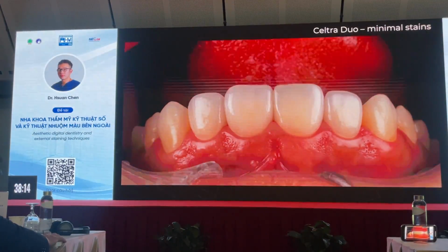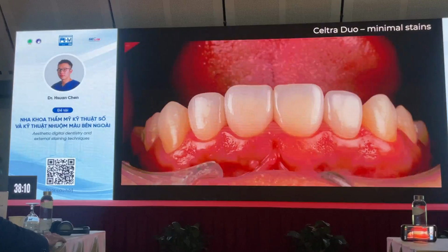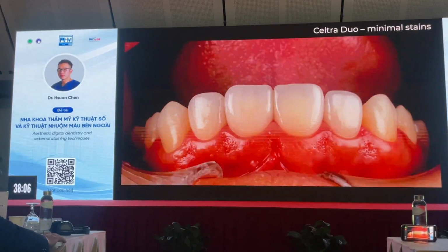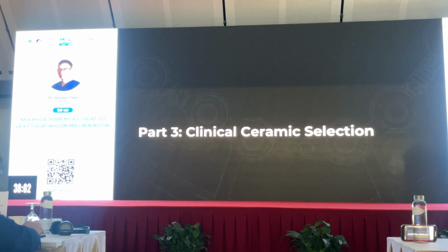And if you choose correctly, then you can mill something with very, very minimal staining. You can deliver something with very, very minimal staining. So this is self-renewal with very minimal staining. Okay? Now, I want to show you a clinical case on how this can affect us.